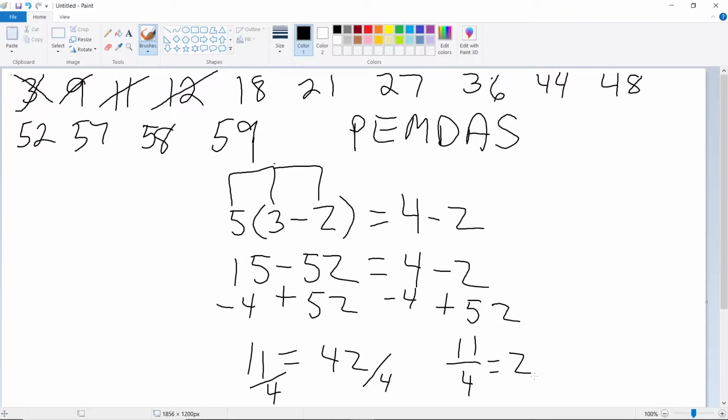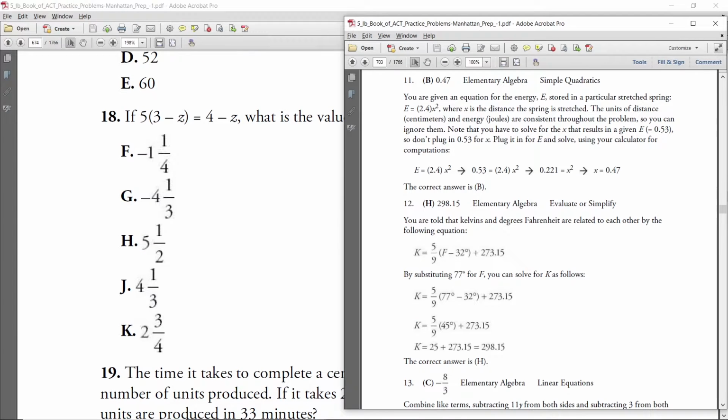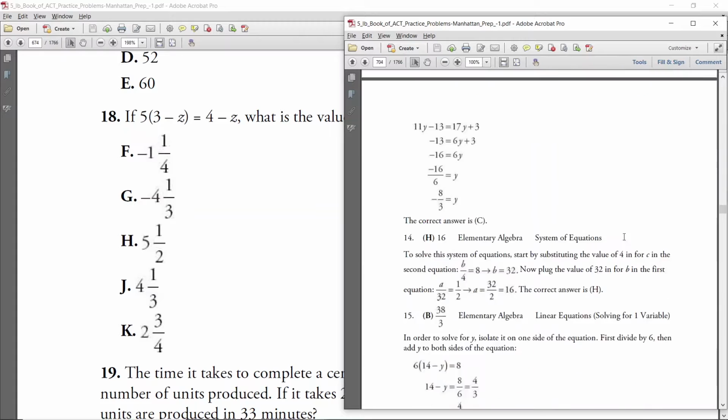This is an improper fraction. So we'll just divide 11 by 4. 4 times 2 is 8, and 3 is left over. So 2 and 3 fourths, which is answer K. And let's make sure that was number 18.